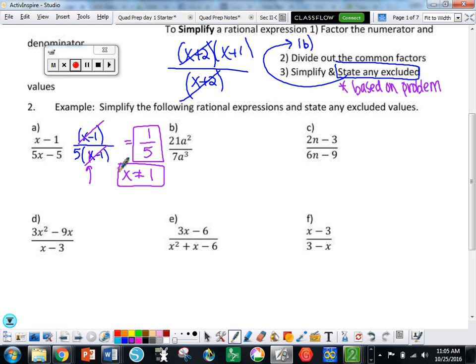Okay, looking at part B, let's see excluded values first. Look at the bottom. Is there anything that A cannot be? If A was 0, because it's just A, right? It's like 7 times A times A times A. If A was 0, we would have a 0 in the denominator, and that can't work. So A cannot be 0.